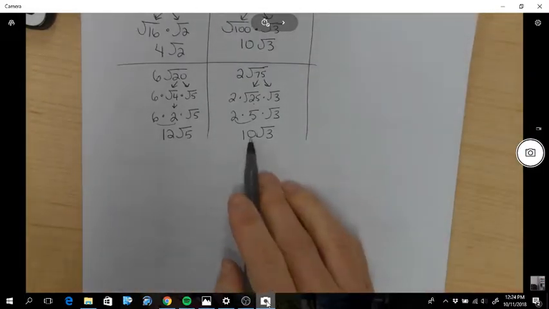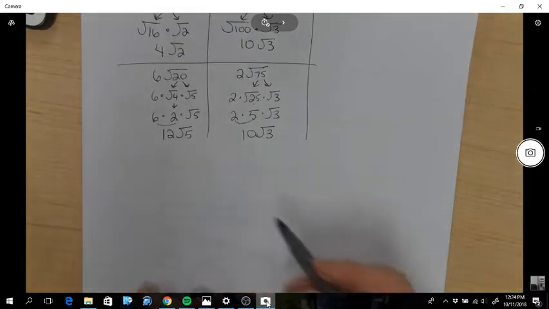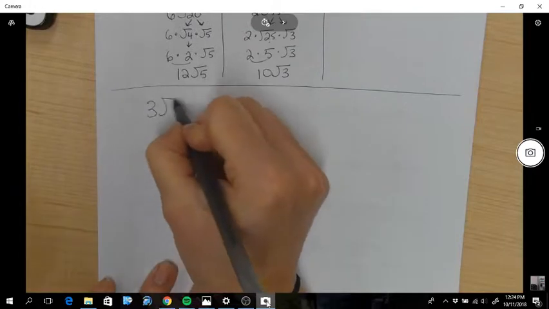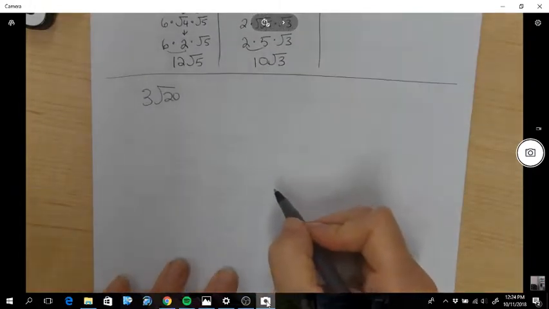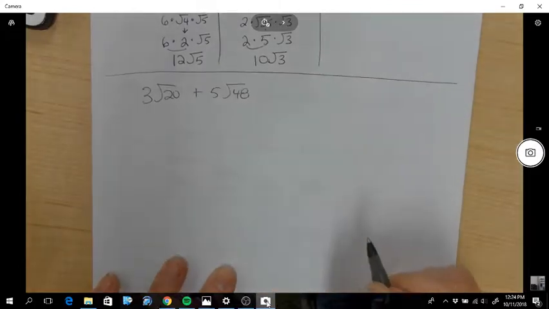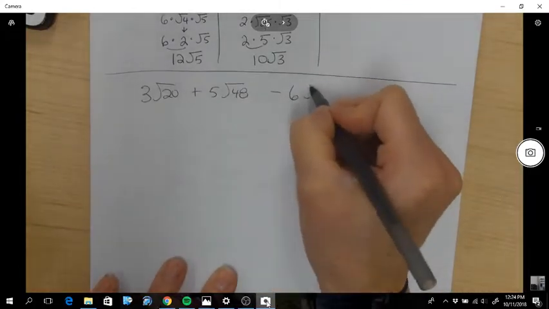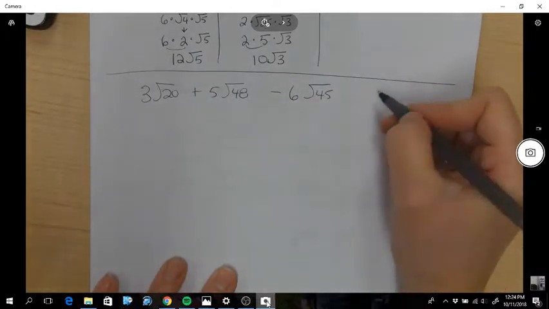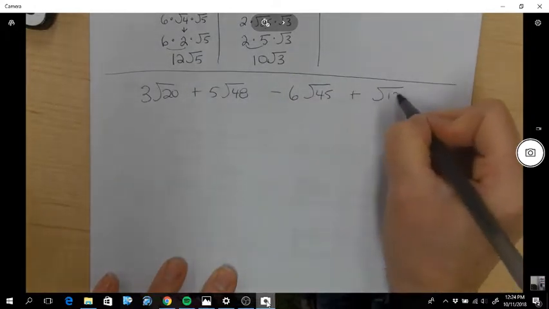Okay, so the final answer is 10 root 3. Okay, let's combine from lesson 1. 3 root 20 plus 5 root 48 minus 6 root 45 plus root 12.